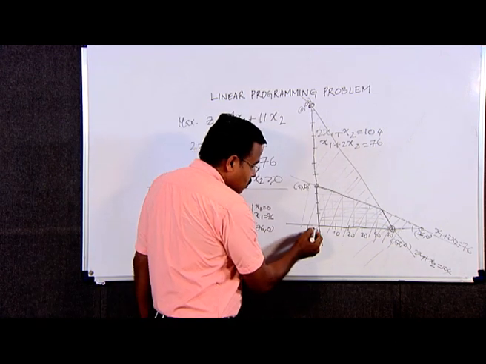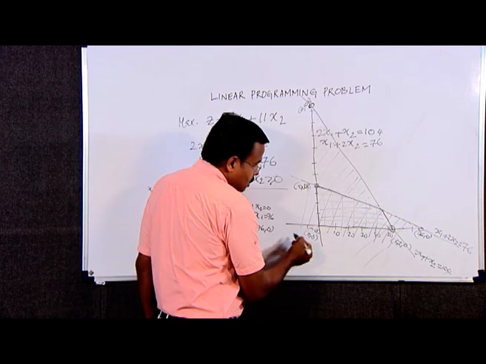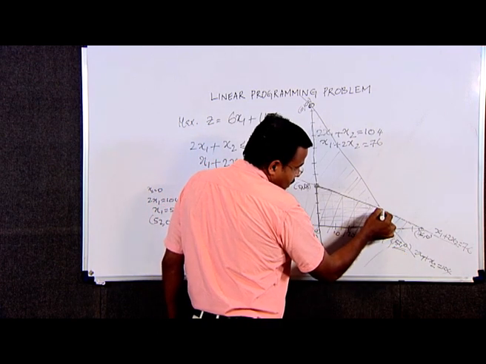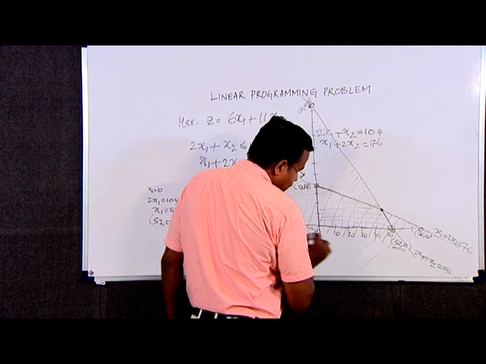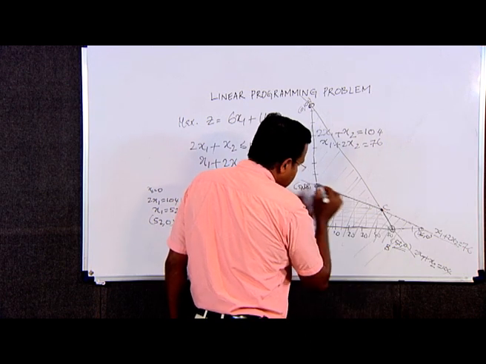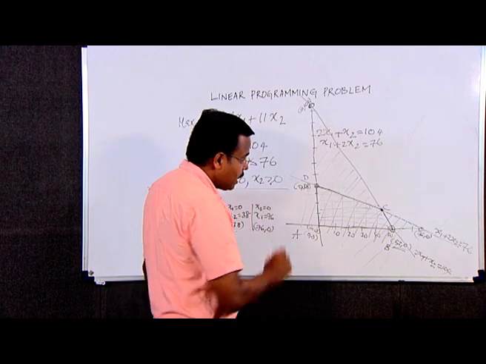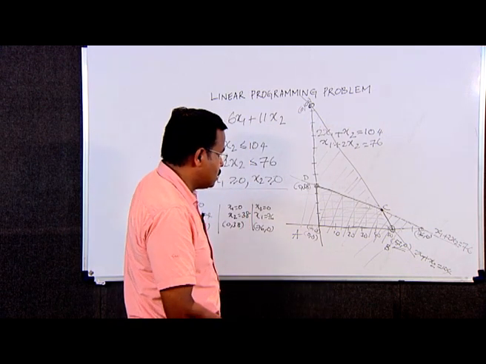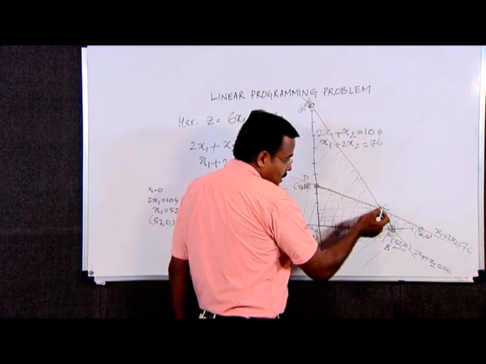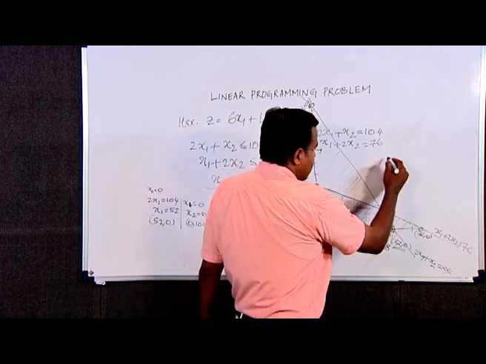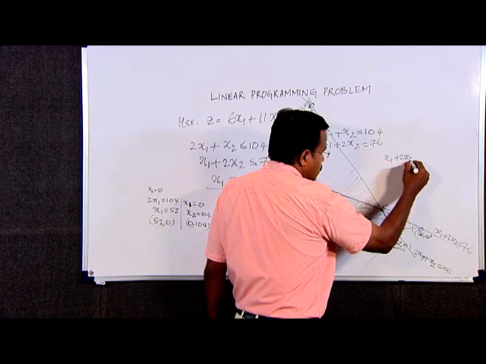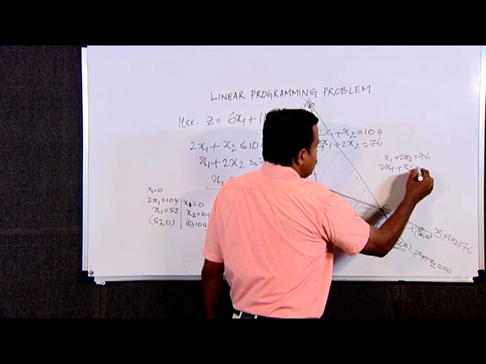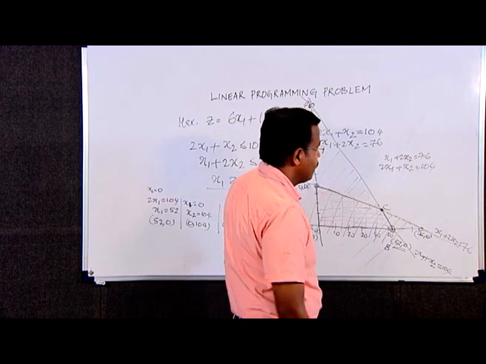For that, the first corner point is here, we know it is 0, 0, and the next corner point is 52, 0. Let the first be A, the second B, the third C and the fourth D. The only unknown corner point is C. To get that corner point, we solve these 2 lines, because they intersect at the point C. They are x1 plus 2x2 equal to 76 and 2x1 plus x2 equal to 104.